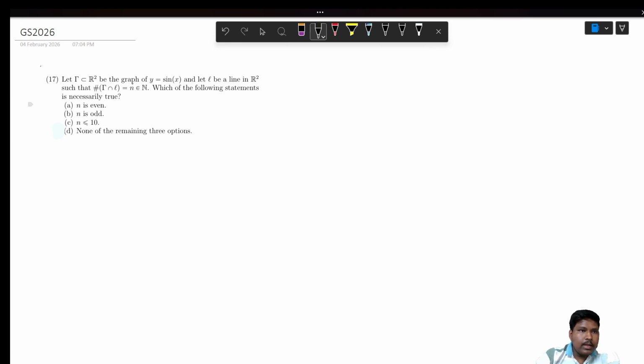Today we try another question of TIFR 2026. So this is a graphical question. So let's try how to deal with that.